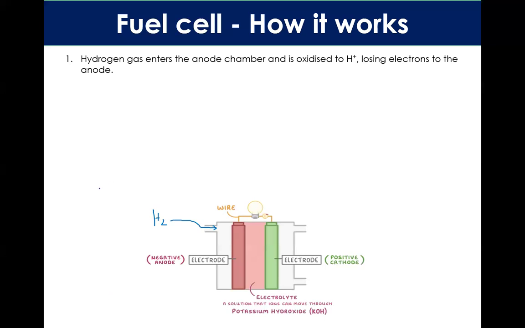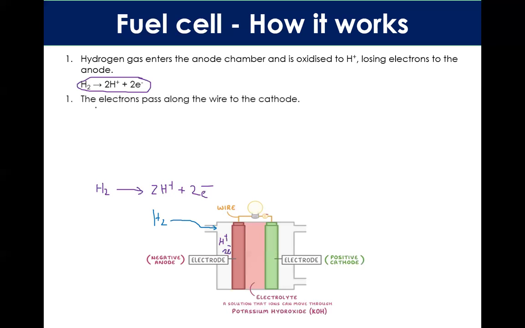At the negative anode, H2 will lose electrons to form hydrogen ions, losing two electrons. So we have many H+ here, and then we'll also have electrons. Okay, so what is the next step? This is the reaction that is occurring: hydrogen gas losing two electrons and forming hydrogen ions.